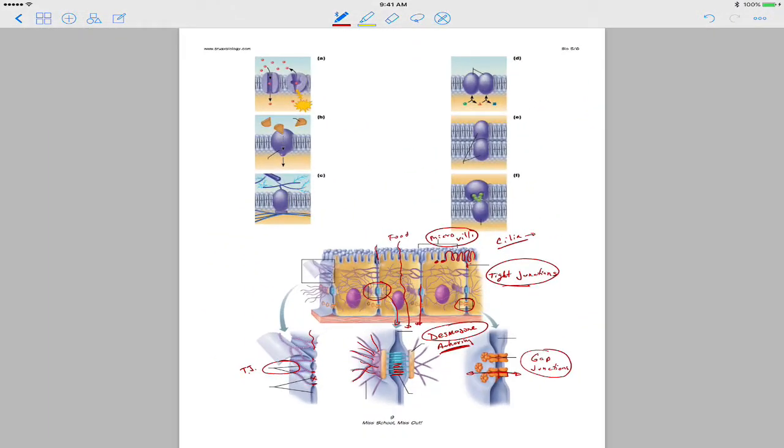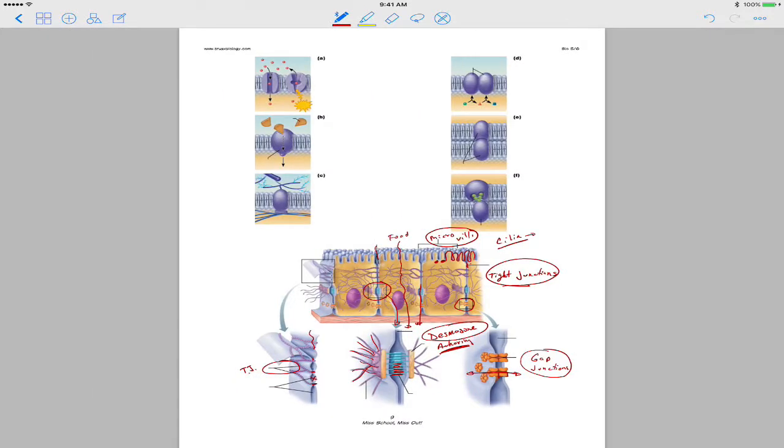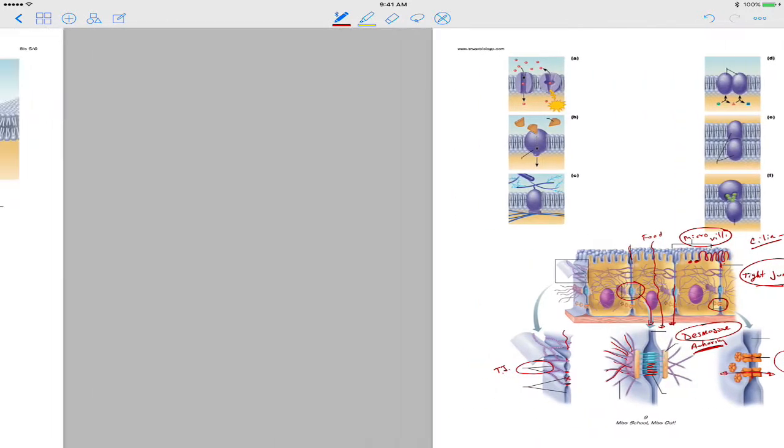All right, so that gets us through that. The rest of this stuff here is dealing with how we transport things across membranes, and we'll talk about that in the next discussion.